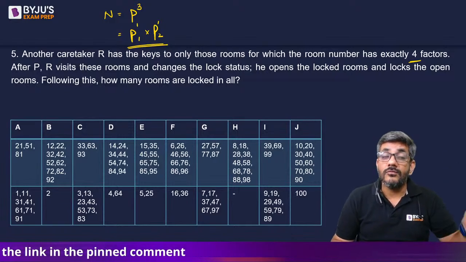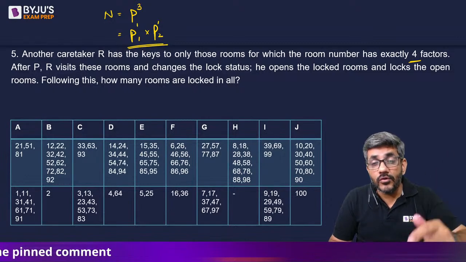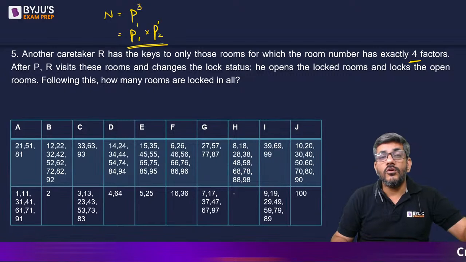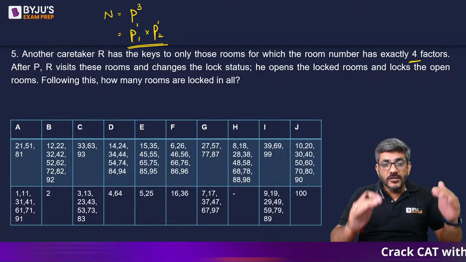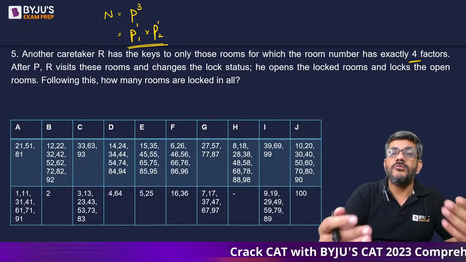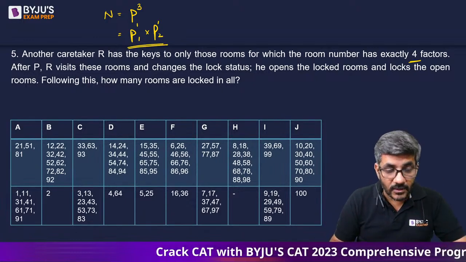I will have to see what all numbers are of the type P1 into P2 और P cube. अगर वो ओपन थे तो क्लोज्ड हो जाएंगे, और अगर वो क्लोज थे तो वो ओपन की तरफ आ जाएंगे. So some numbers will shift from that side to this side, and some numbers will shift from this side to that side. That's how I have to find out those numbers.